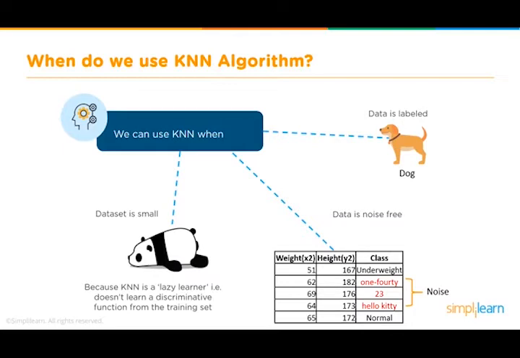This is because KNN is a lazy learner, i.e. it doesn't learn a discriminative function from the training set. So it's very lazy, and if you have very complicated data and a large amount of it, you're not going to use KNN. But it's really great to get a place to start. Even with large data, you can sort out a small sample and get an idea of what that looks like using KNN. And just for smaller data sets, KNN works really well.